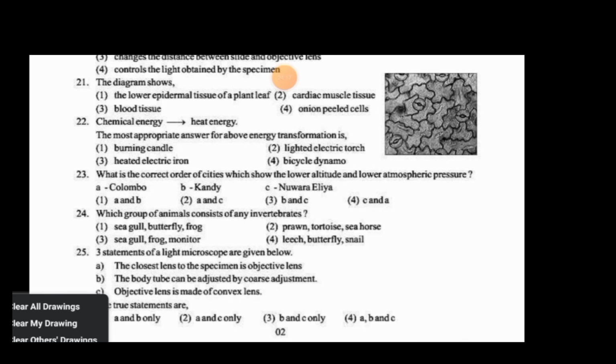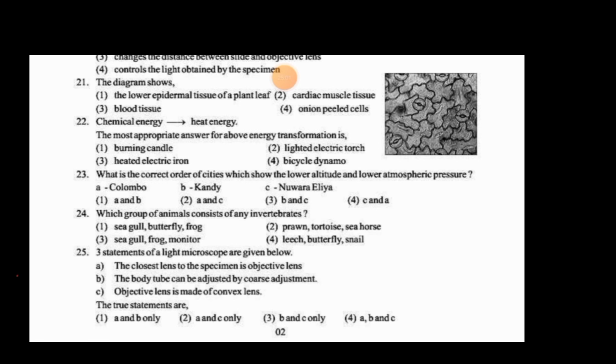Then, which group of animals consists of only invertebrates? Invertebrates means animals that do not possess a vertebral column. The organisms that possess a vertebral column are called vertebrates, right? Now, insects, right? Then we learn coelenterates, annelids, right? Then arthropoda. Reptilia comes under vertebrates, right? Mollusks, echinoderms, they all come under invertebrates.